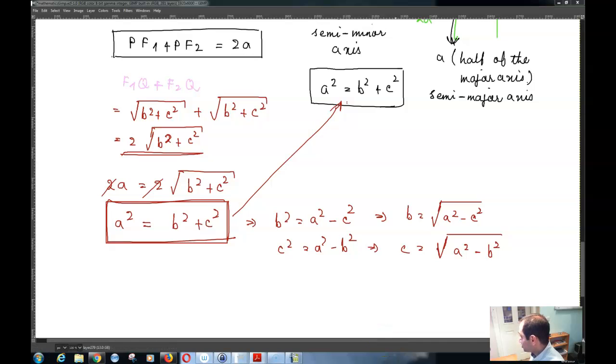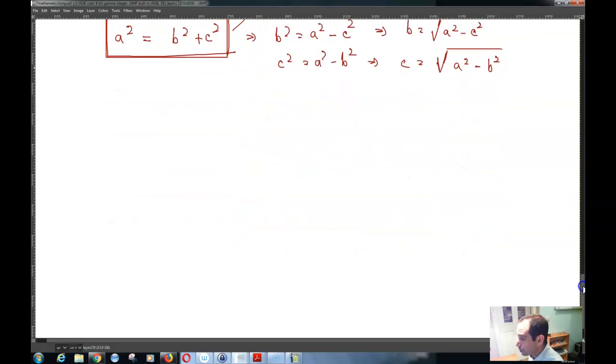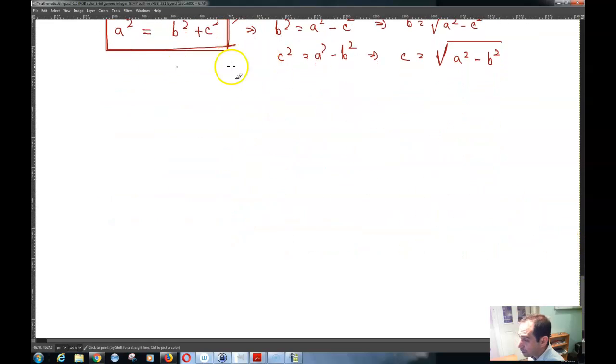Now there are two special cases of ellipses that we will discuss as well, and then we will talk about the eccentricity of an ellipse. Okay, so now there are some special cases of these ellipses, which are, of course, interesting.